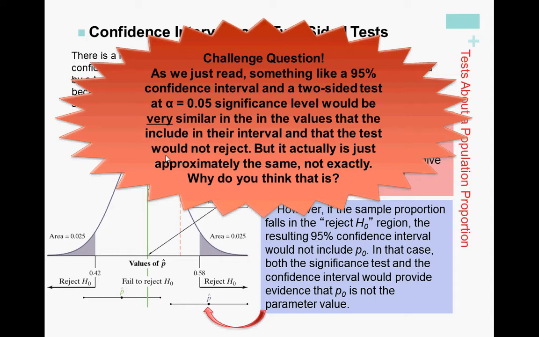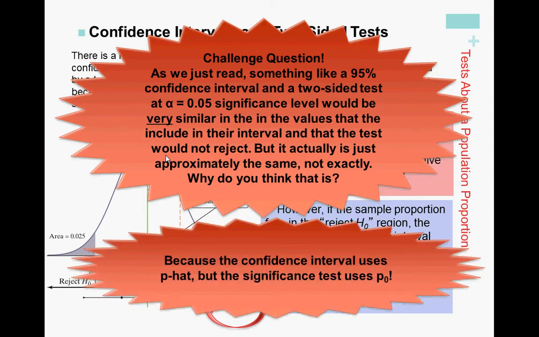Well, if you were reading and listening earlier, you know. It's because the confidence interval uses p hat to find its standard deviation, but the significance test uses p naught. So that does make a slight difference between the two. There will be some points where one would reject and one would fail to reject. Or one would contain it, one would reject, one would not contain it, one would fail to reject.